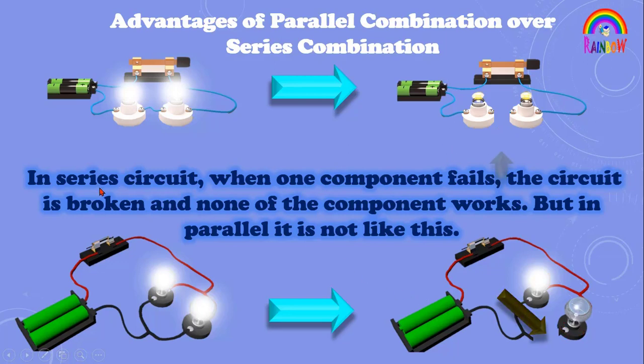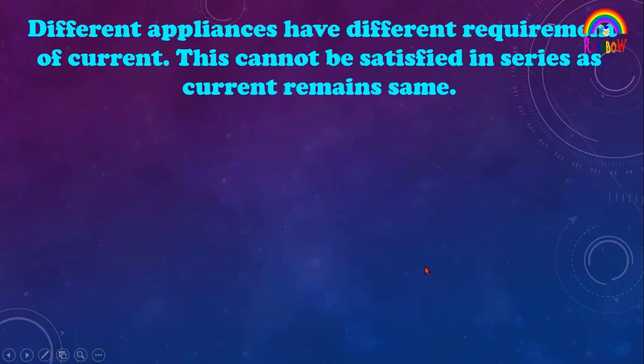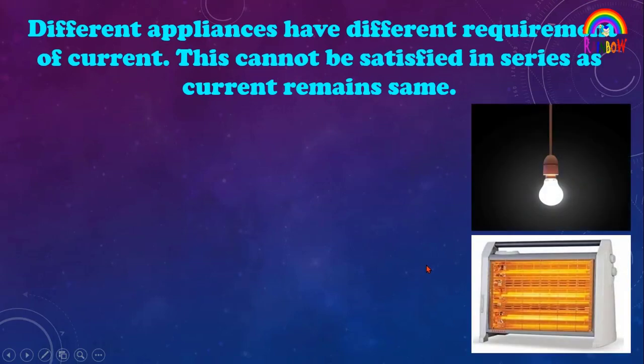Here we can see that in a series circuit, when one component fails, the circuit is broken and none of the components works. But in parallel, it does not happen like that. If one component fails, it will not affect the next one. Then we know that different appliances have different requirements of current. This cannot be satisfied in series as the current remains the same.